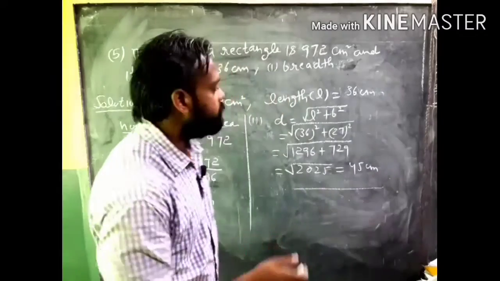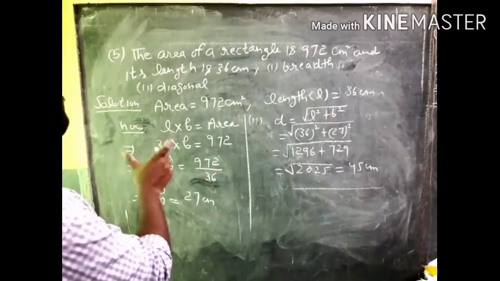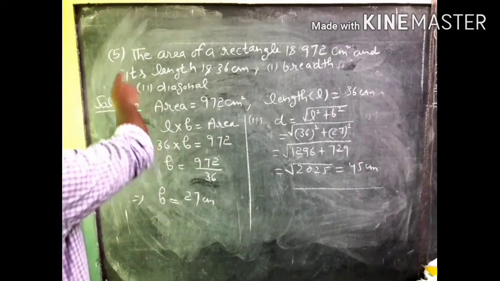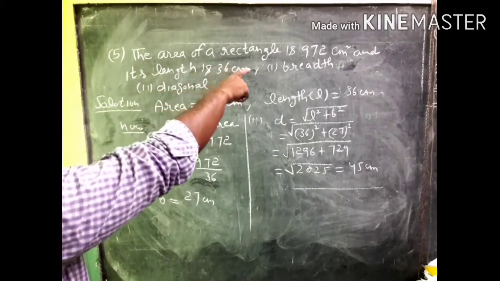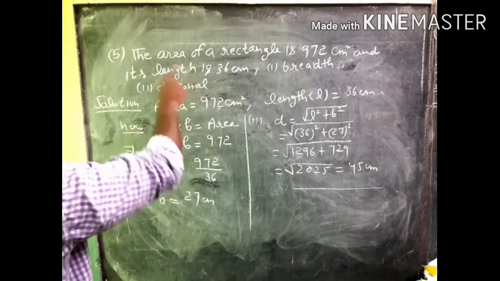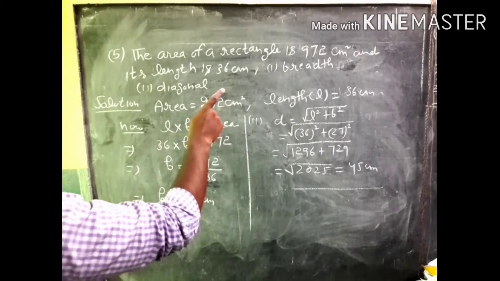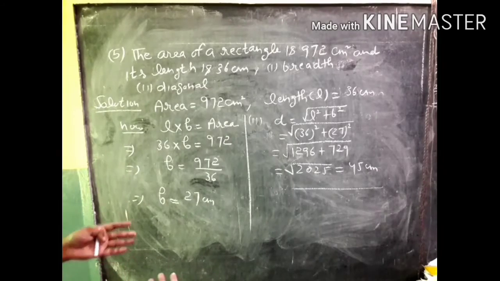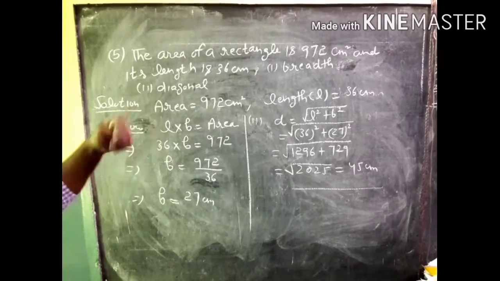Okay, now see the fifth sum. This fifth sum is also very simple. You can see the statement: the area of the rectangle is 972 centimeter square and its length is 36 centimeter. In this case we have to find out the breadth and, of course, the length of the diagonal. This is very simple. Again I am showing you how we can solve this one.